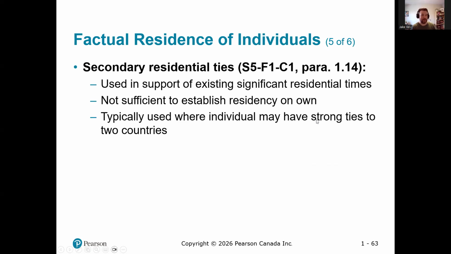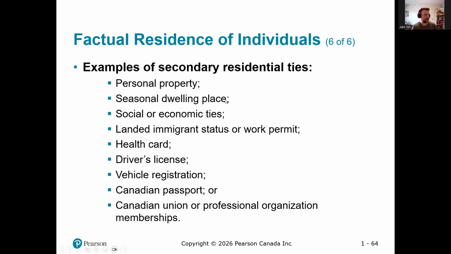They're typically used where an individual may have strong ties to two countries. Maybe I have a house in Canada, but my spouse is in France. Okay, well, now I have these two primary ties. We'll look at the secondary ties to strengthen the argument for one country or another. So secondary ties are considering my personal property. Where's my car? Where's my health card? What country do I have a driver's license in? Am I still using a Canadian passport? Etc.